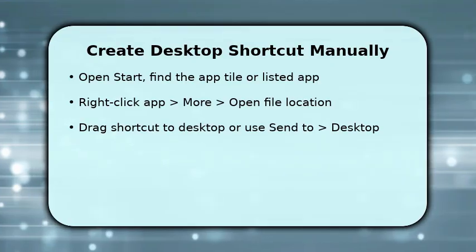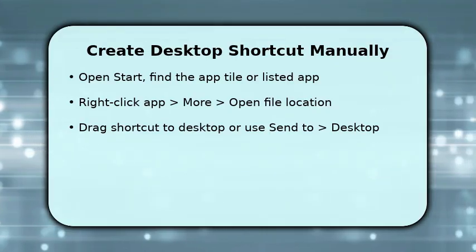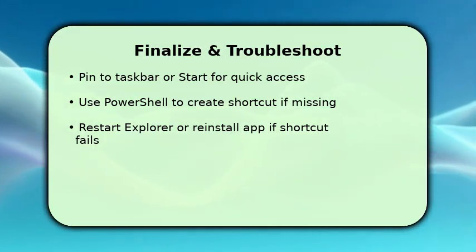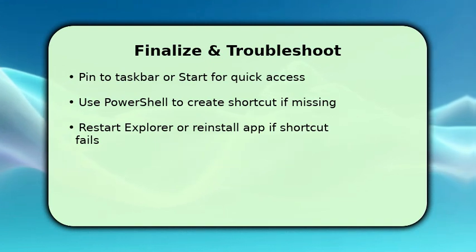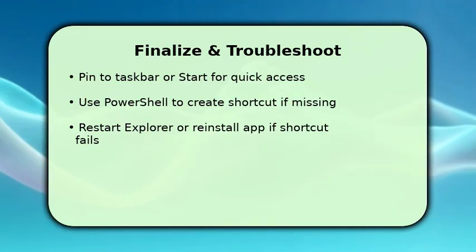If the app doesn't show Open File Location, use the next step to create a shortcut. Finally, tidy up. Rename the desktop shortcut if you want and pin the app to taskbar or Start for extra convenience. If Open File Location was unavailable, create a shortcut manually using PowerShell or an app protocol, Shell, Apps folder.